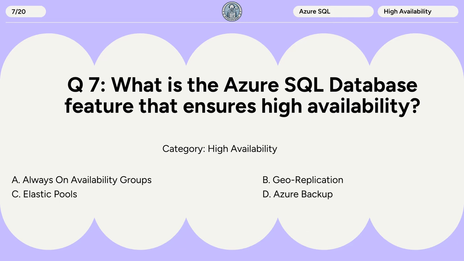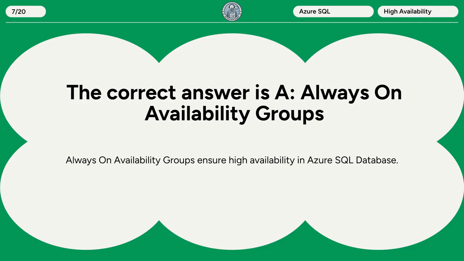Question 7. What is the Azure SQL Database feature that ensures high availability? A. Always-on availability groups. B. Geo-replication. C. Elastic pools. D. Azure Backup. The correct answer is A. Always-on availability groups. Always-on availability groups ensure high availability in Azure SQL Database.